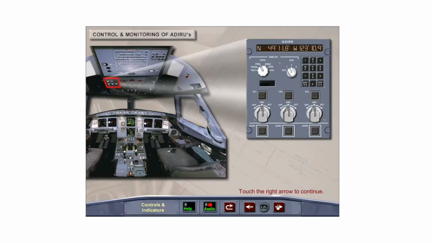The ADRS control and display unit located on the overhead panel has controls and a display panel, which allows control and monitoring of the 3 air data and inertial reference units.